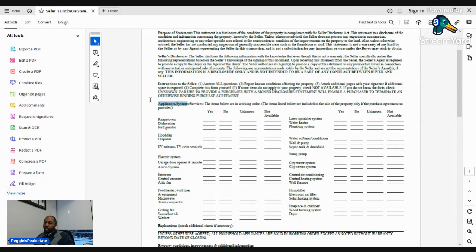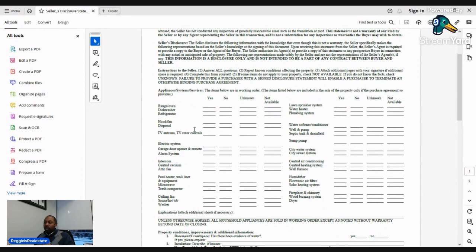So the first section here is appliances, systems, and services. So they're asking questions about the dishwasher, refrigerator, the hood fan, disposal, TV antennas. Who has TV antennas anymore? This was predating cable, but people used to have those antennas or any type of rotor antenna. But there's still other types of TV antenna devices that we have nowadays. But if it's included in the sale and it works, you want to check yes.